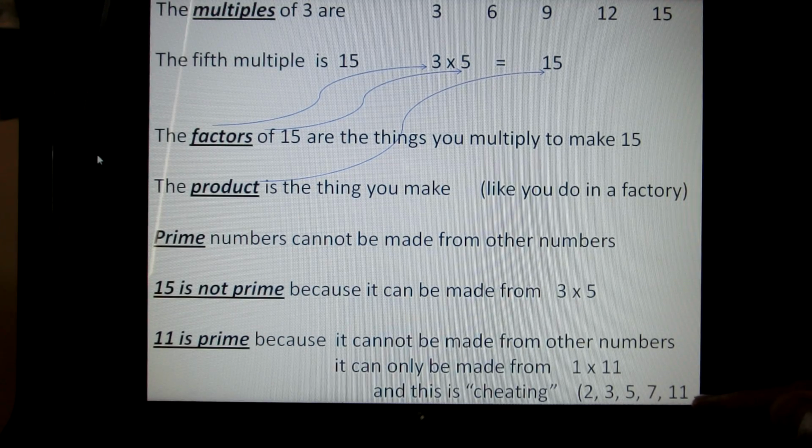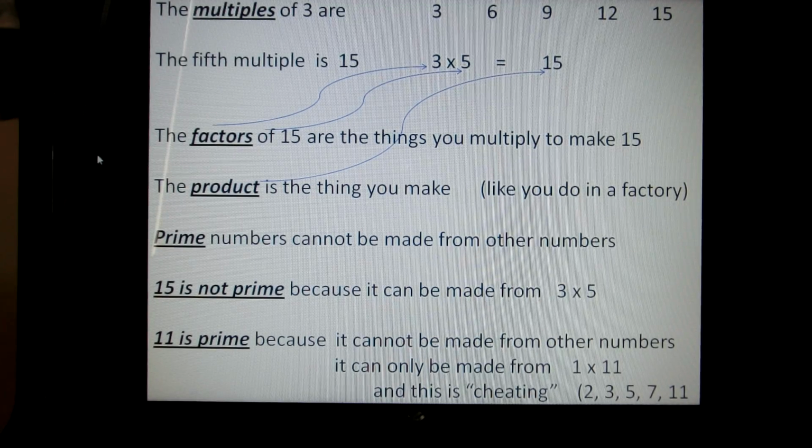So the next prime number will be 13. The only way that you can make 13 by multiplying is 1 times 13, and that's cheating. You're not making it from other numbers. The next prime number after 13 would be 17. The only way that you can make 17 by multiplying is 1 times 17. So again, you're sort of cheating. You're not making it from other numbers. So that's what makes 17 one of these prime numbers.